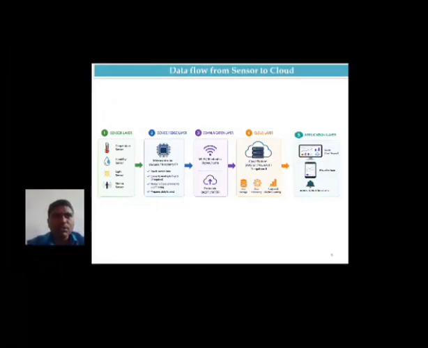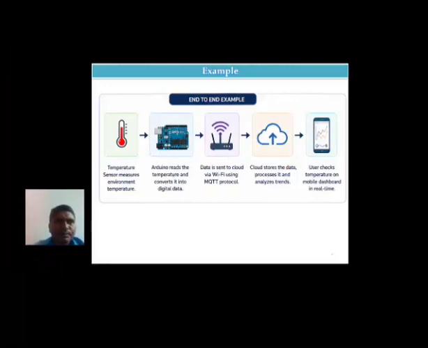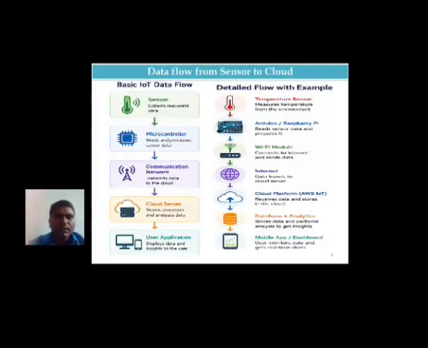To understand this more clearly, we can simplify this flow using some basic diagrams. First one, if you see, this is the basic IoT data flow. Here also we have 5 layers starting from sensor to user application. The first one, sensor. This process always starts with the sensor. The sensor collects real-time data such as temperature, humidity or light.